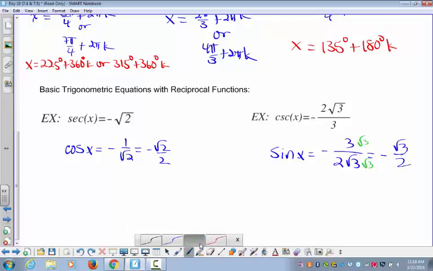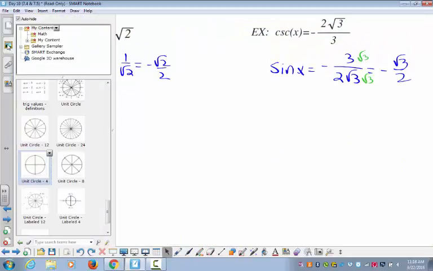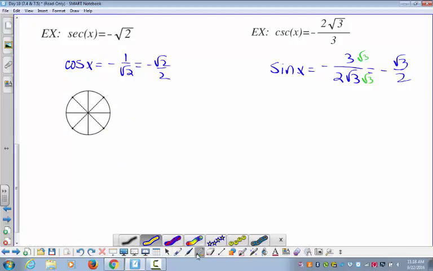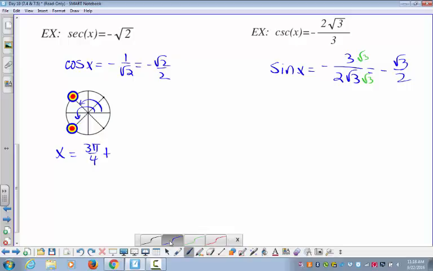All right, so let's solve these two. Cosine x is negative root 2 over 2, so we'll choose an 8-sector circle. And we have to target, let's see, cosine negative, so that's quadrants 2 and 3. So those are our two angles that we're trying to target, quadrant 2 and quadrant 3. So there's our first angle, there's our second. So x will equal 3 pi over 4 plus 2 pi k or 5 pi over 4 plus 2 pi k.